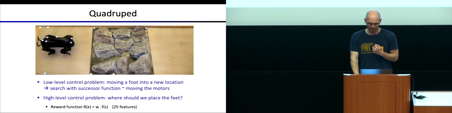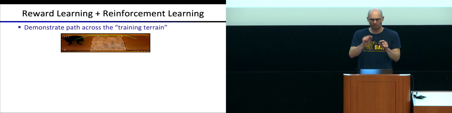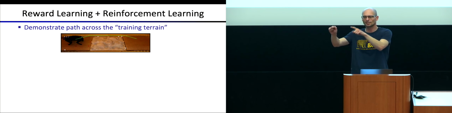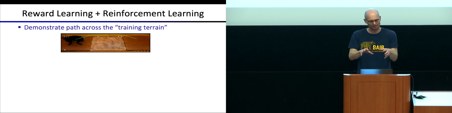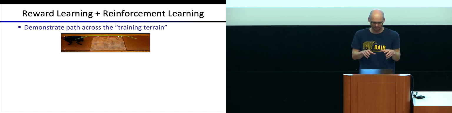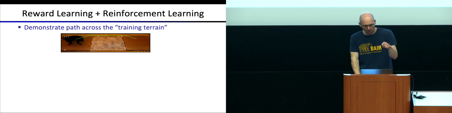So reward learning. How do you do reward learning? You demonstrate a path across this terrain. Demonstrating doesn't mean just drawing a line. It actually means choosing a sequence of footsteps that it executes on, and assuming it does well. This assumes you have a low-level controller, but that's well understood how to do that. Low-level control can be done by just running search in a relatively small space. So you choose the next footstep, next footstep, next footstep.